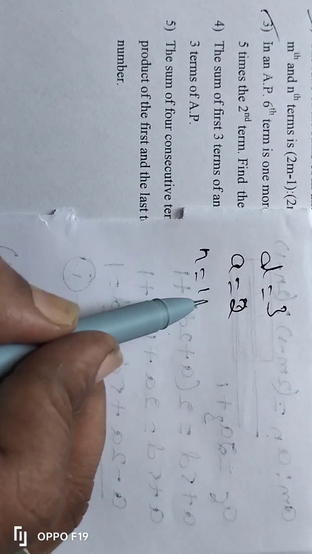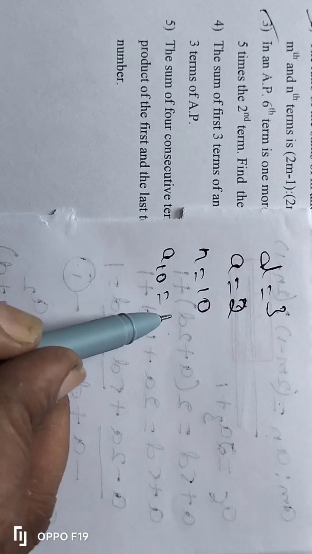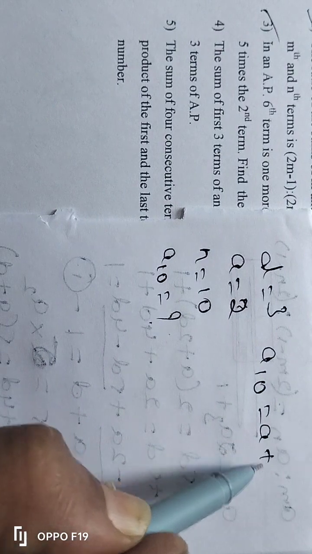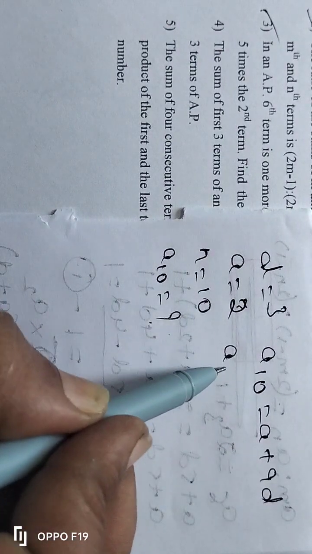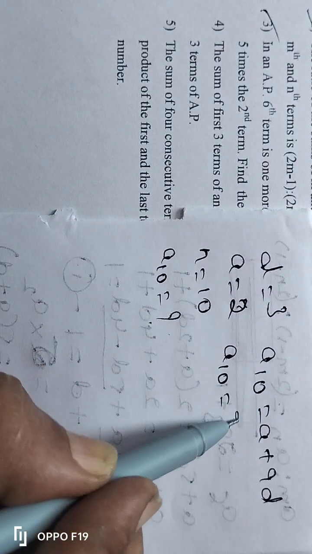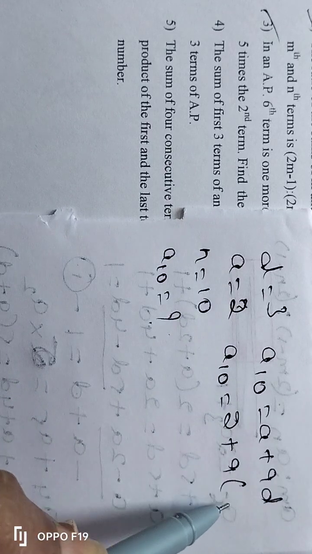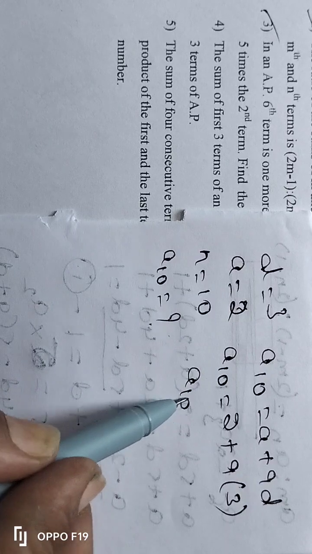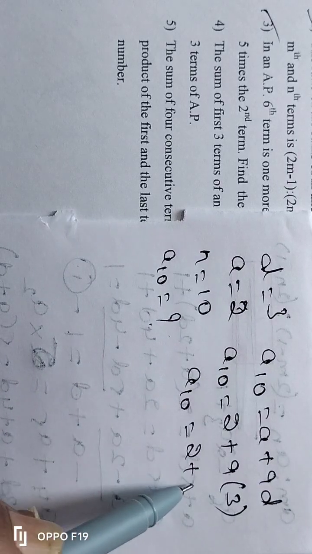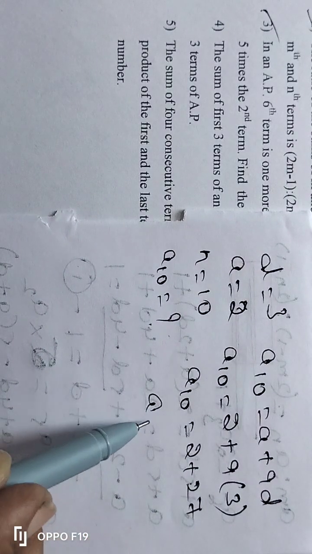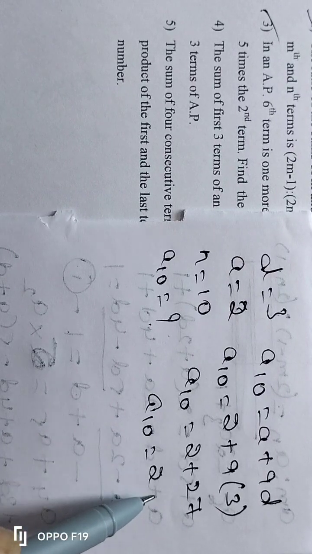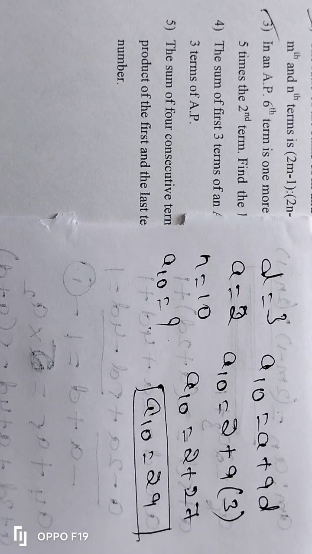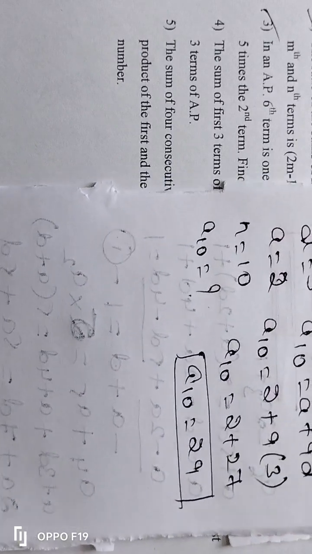N is equal to 10. A10 is equal to question mark, the 10th term. A10 can be written as A plus 9D. So A10 is equal to 2 plus 9 into 3. 3 nines are 27. A10 is equal to 27 plus 2, which is 29. So like this we have to find out the 10th term of an AP.